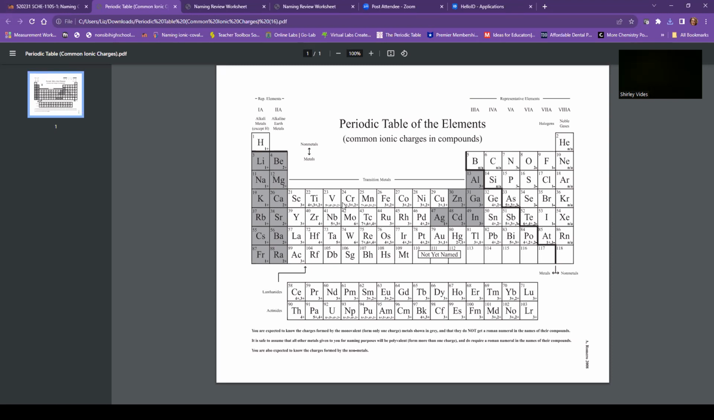So if I had chromium 3, and let's say chromium 3 sulfate, okay, that would be Cr plus 3 and SO4 2 negative. So the compound would be Cr3. No, sorry, I said chromium 3. So Cr2(SO4)3. See, that's how we would know.